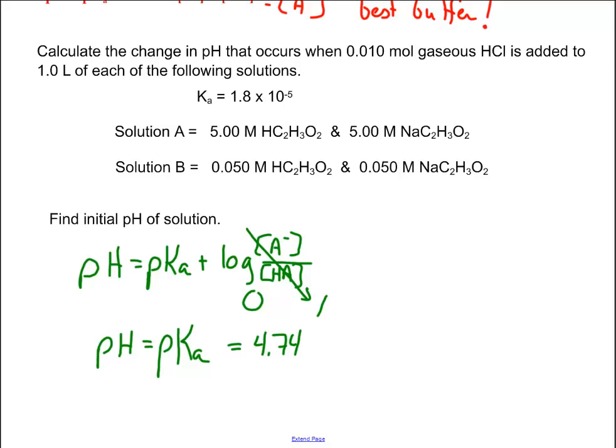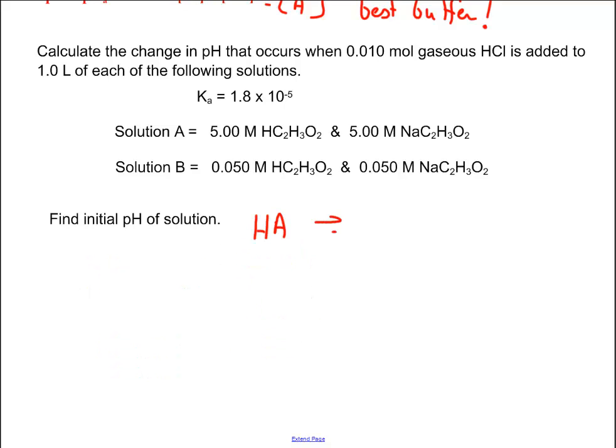Now, since I'm adding gaseous hydrogen chloride, effectively we're saying that the volume of the solution does not change. So I have 0.01 moles in 1 liter. Let's take a look at how that works for solution A. I have the acid dissociating into hydrogen ions and anions. Our initial concentration is 5 molar acid, 0 hydrogen ion, and 5 molar for anions. Now I'm going to add 0.01 moles, so 0.01 molar hydrogen ions.